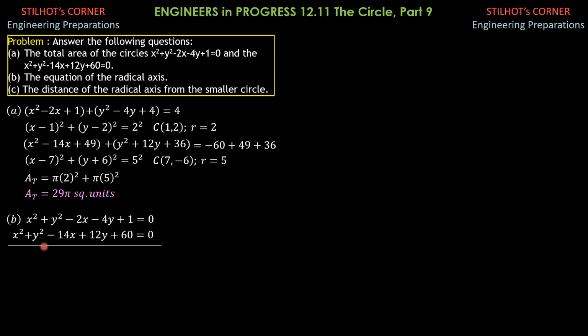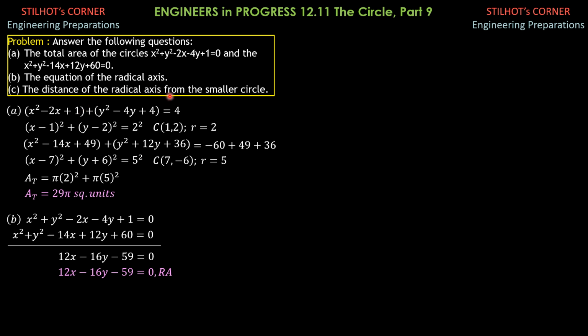So negative 2x minus negative 14x is 12x, negative 4y minus 12y is negative 16y, and 1 minus 60 is negative 59. So that is 12x minus 16y minus 59 equals 0. So this is the radical axis because we cannot simplify this anymore. So 12x minus 16y minus 59 equals 0. So that's the radical axis.